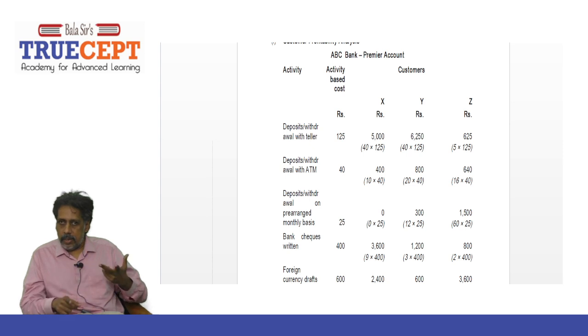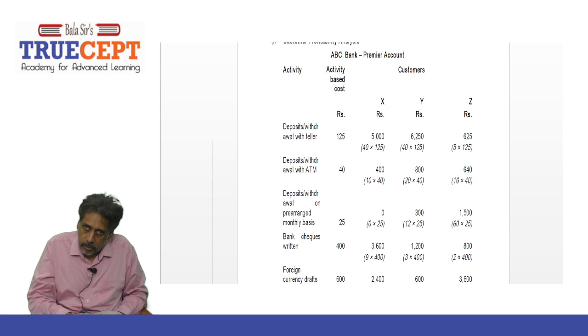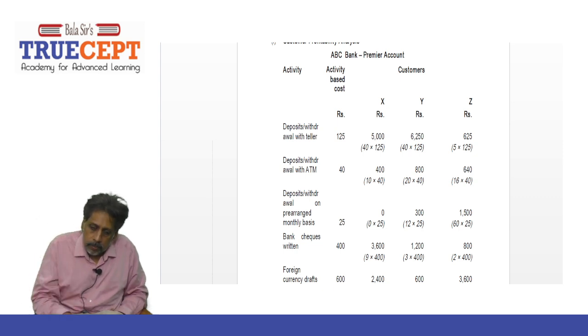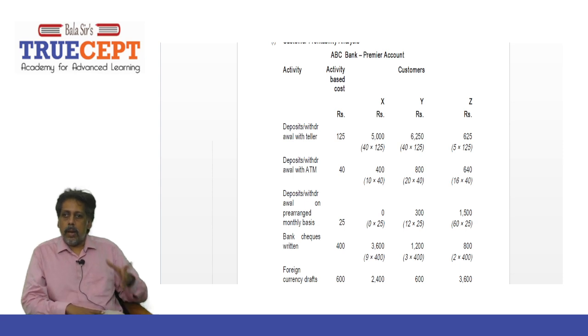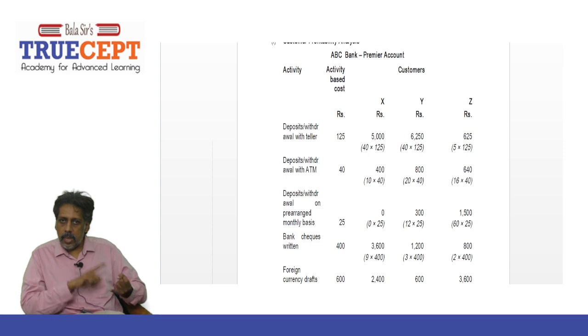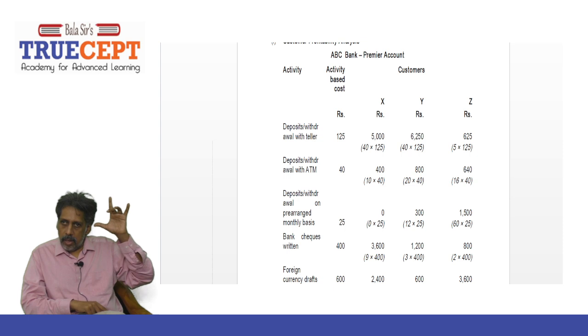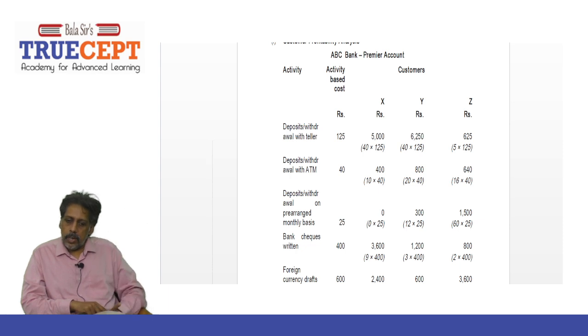Now the first line is deposit or withdrawal with teller, where you go to the bank in person. As a customer, they come to your bank and trouble you. So 125 rupees per transaction. Under X, it's going to be 40 transactions into 125, so 5,000 rupees. And then for Y, how many transactions? 50 transactions, that into 125 is 6,250. And so on for Z: number of transactions into rupees 125.